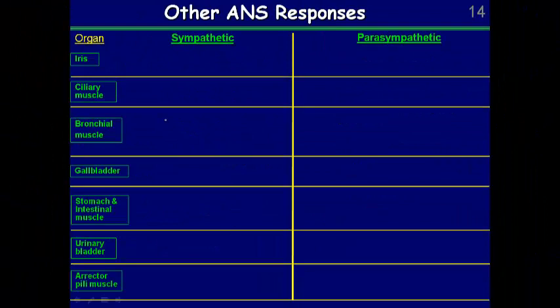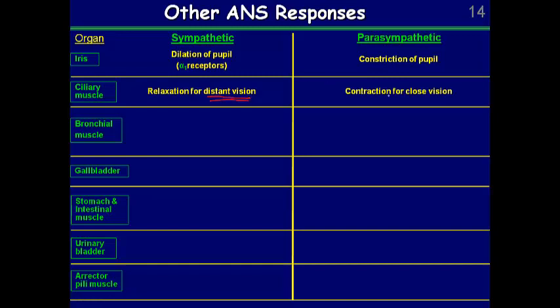Last page. Alright, let's look at the iris. The iris is what controls the size of your pupils. When we dilate the pupils, we take in more of our environment, so that's a sympathetic response. Constriction is parasympathetic. Ciliary muscle, which we'll talk more about when we get into the eyes, is used for distant vision. So we want to see more distant in sympathetic mode, taking in your environment.